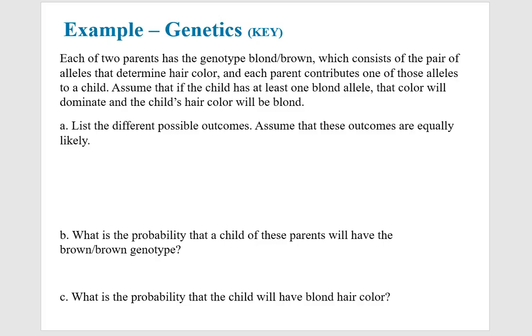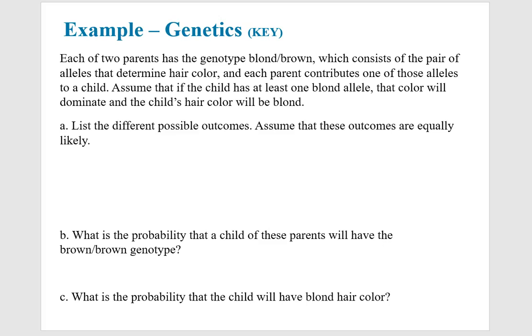All right. Genetics is another great place that you can see probabilities used. So every parent has a type of genotype for blonde hair or brown hair. So let's just say these two parents, not all parents, but these two parents. You have these alleles that decide what your hair color is. So assume that if the child has at least one blonde allele, that color will dominate and the child's hair will be blonde. So list the different outcomes.